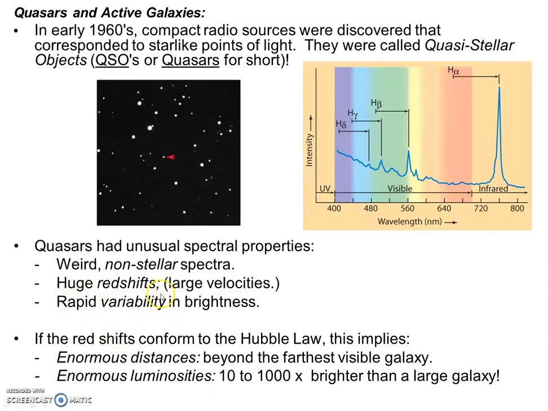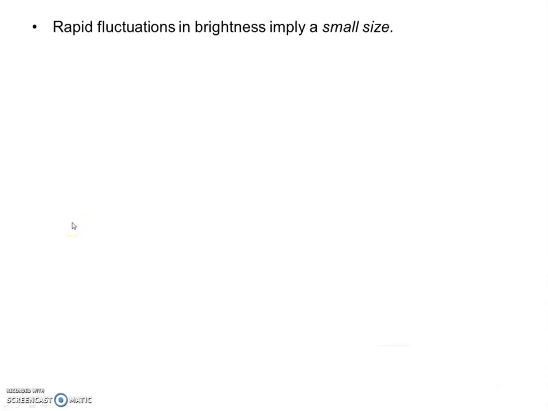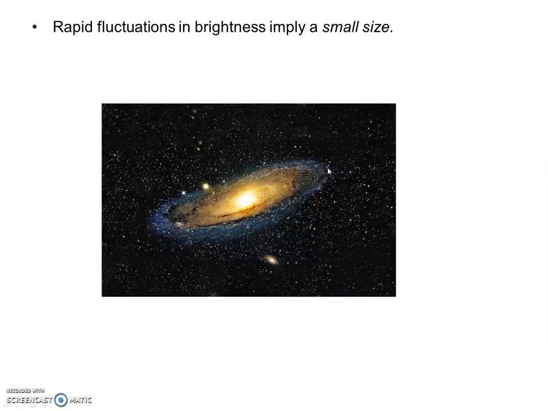But to have rapid variability means that this object must be relatively small. Not as small as a star, but certainly as small as, say, a solar system. Let me see if I can explain this. Rapid fluctuations of brightness imply small size. Basically, an object like a galaxy cannot flicker on and off rapidly.